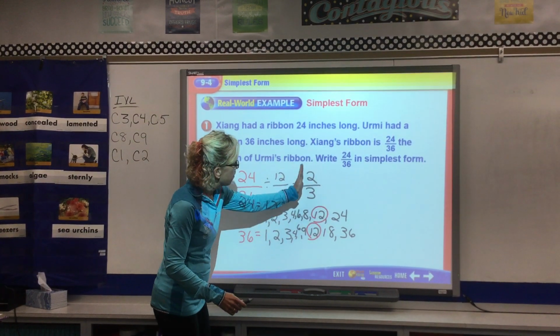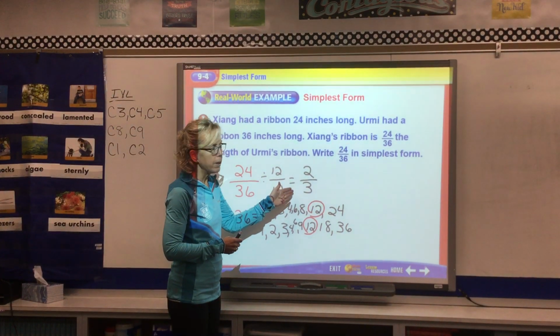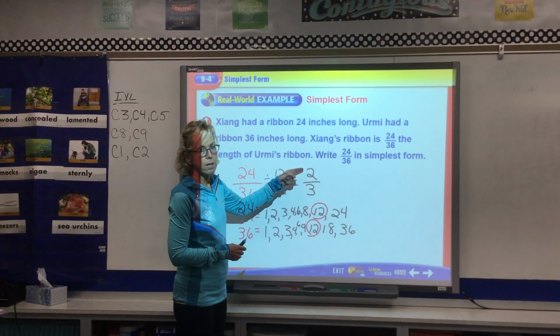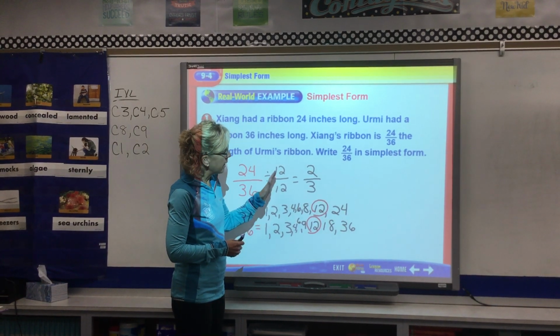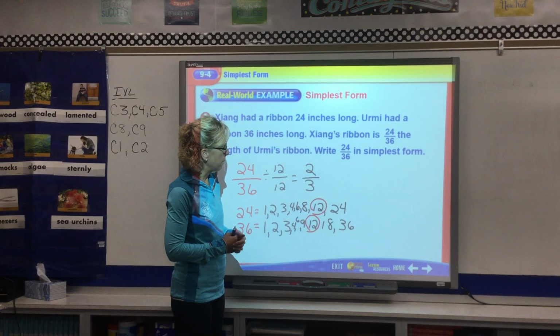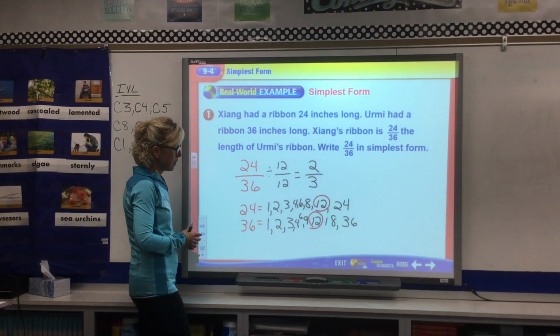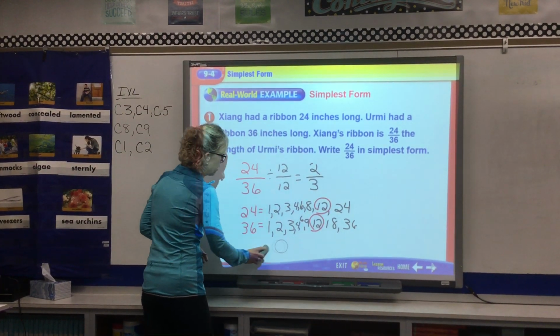Now I have to look at my fraction 2/3, and I have to re-look at that and think to myself, is there anything other than 1 that goes into both 2 and 3? And I can't think of any. I know 2 is a prime number, that special even prime number, and 3 is a prime number. So I know that 2/3 is in simplest form. That's one way to do it.